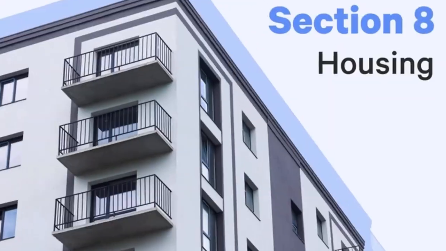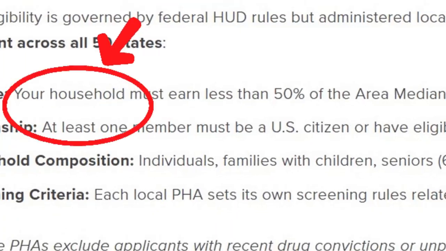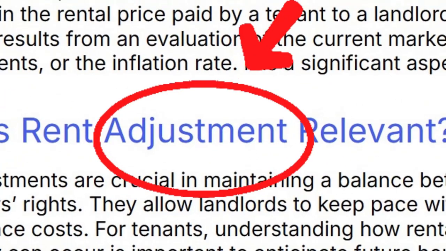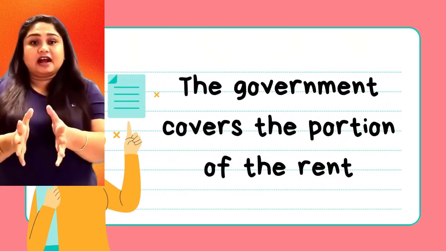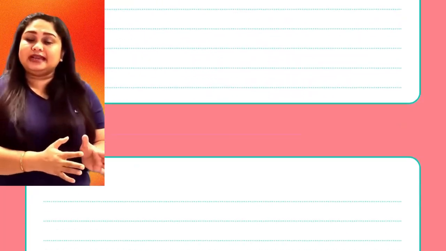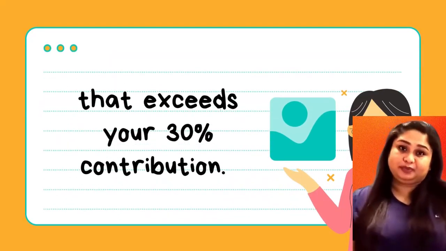The government, through HUD, the U.S. Department of Housing and Urban Development, sets specific income limits for eligibility, and if you qualify, your rent is adjusted accordingly. This is where Section 8 housing vouchers come into play. If you qualify for Section 8, the government covers the portion of the rent that exceeds your 30% contribution.